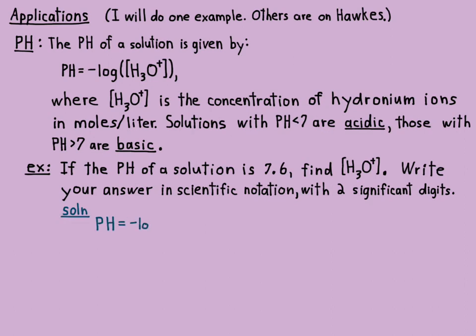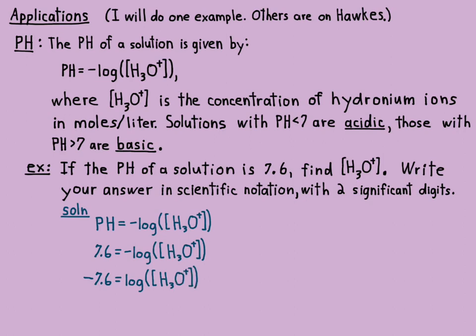So solution, pH, I just write out the formula. This is just a good habit. Write out the formula without plugging any numbers in. pH equals the opposite of the log of the concentration of the hydronium atoms. Okay, they told us the pH was 7.6, so I put that in. Now I need to get rid of the log. So first, the negative's in the way, so I just multiply both sides by -1, and I get this.